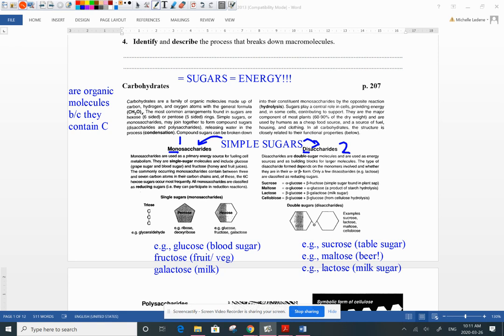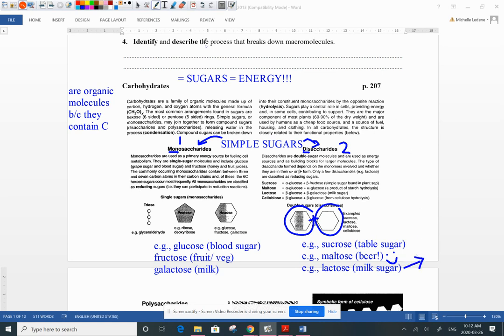Your disaccharides are basically two, right? We've got two monosaccharides. They're joined together by that process called dehydration synthesis to make a larger molecule. So sucrose in table sugar, maltose that you would find in beer, lactose, milk sugar. And you hear some people are called lactose intolerant, right?